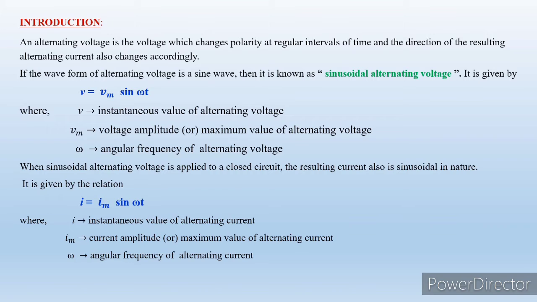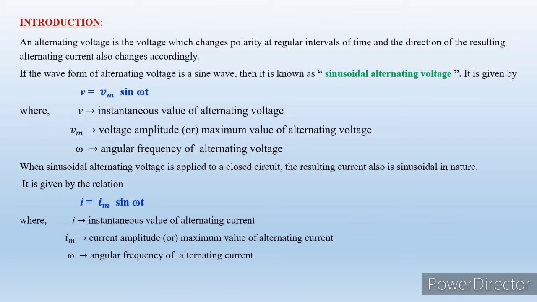Now let us give an introduction to alternating voltage and alternating current. An alternating voltage is the voltage which changes polarity at regular intervals of time, and the direction of the resulting alternating current also changes accordingly. If the waveform of alternating voltage is a sine wave, then it is known as sinusoidal alternating voltage.